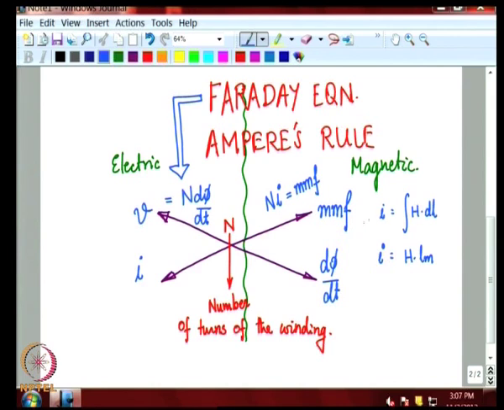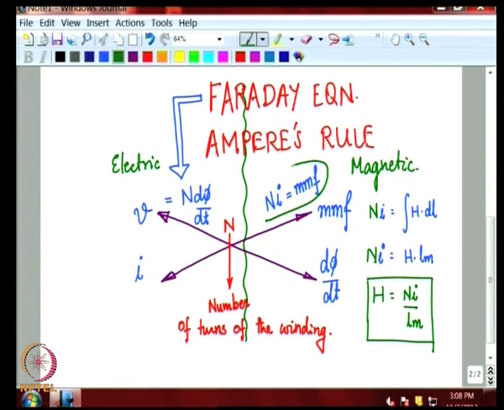Now, if there are many turns, the force within the core is a cumulative effect of all the turns, and therefore the N comes into the picture. So, it is Ni, the cumulative effect of all the turns, which is the integral of H dot dl, and therefore Ni is equal to H Lm, and the magnetic field within the magnetic core is given by Ni by Lm. So, this is as per Ampere's rule.